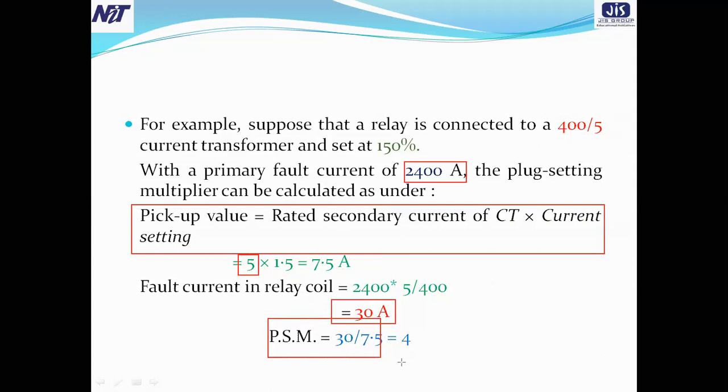So to find the PSM, first we have to find the fault current in the relay coil. After getting the fault current in the relay coil, we have to find the pickup value. Then we can easily find it using the equation of the PSM. And for this problem, the PSM value is 30 divided by 7.5, that is equal to 4.